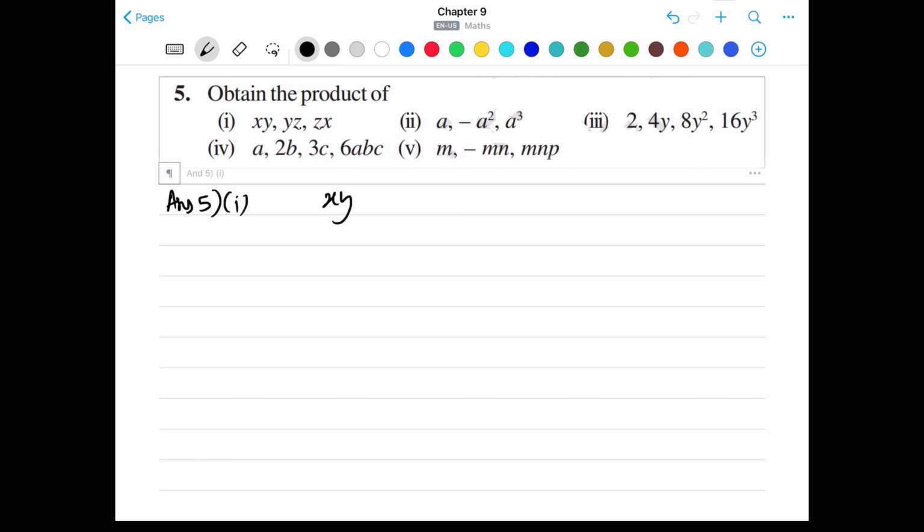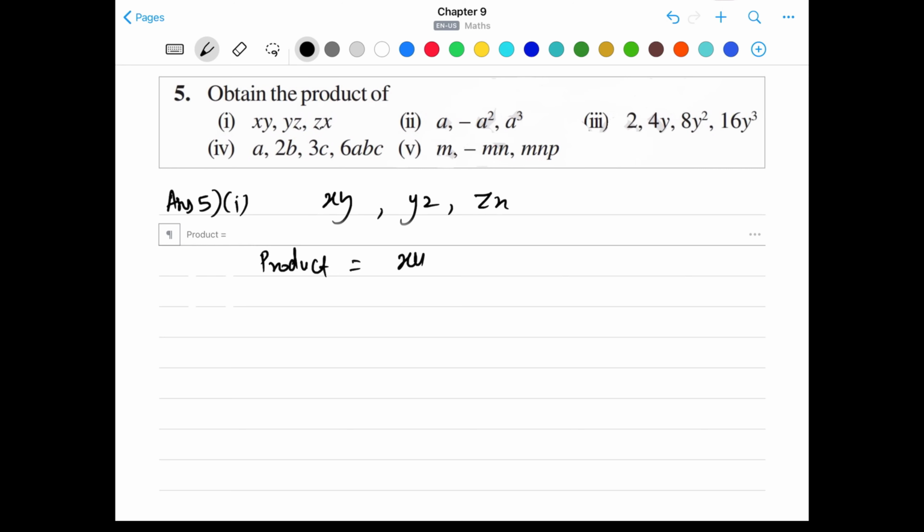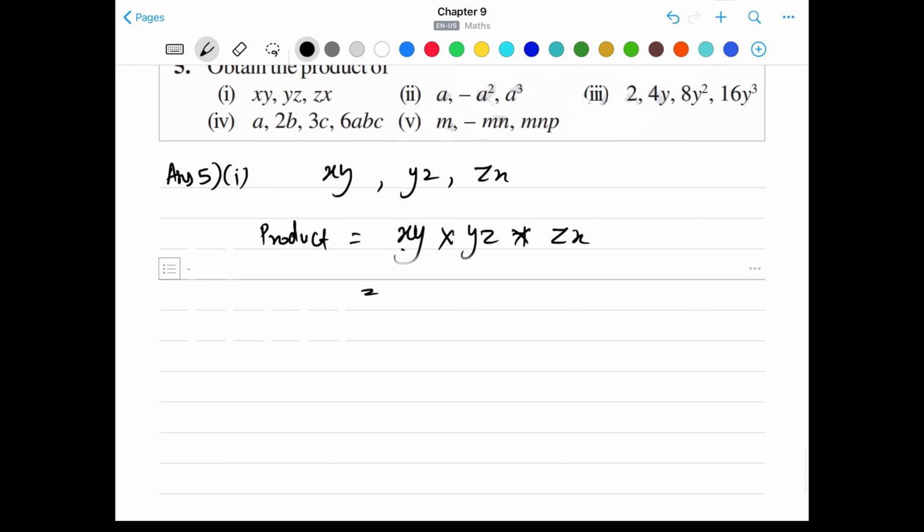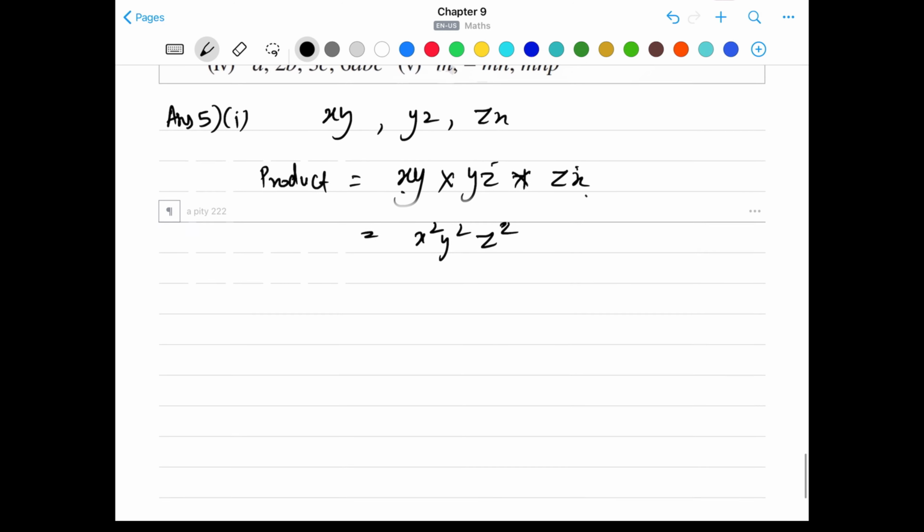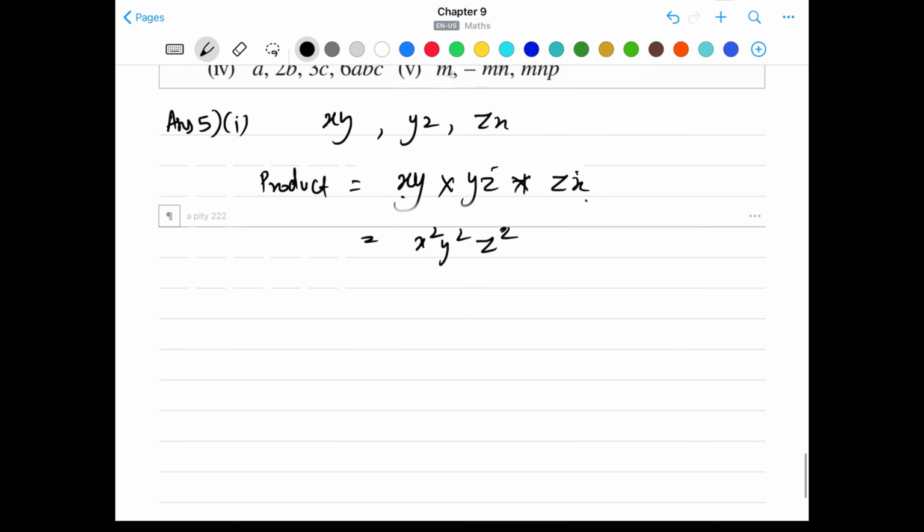First we have xy and yz and zx. The product here will be, let's multiply xy into yz into zx. So this x into x will result in x square, this y into y will result in y square, and this z into z will result in z square. So the product of this is x square into y square into z square.